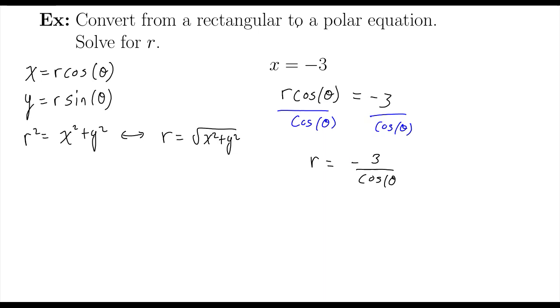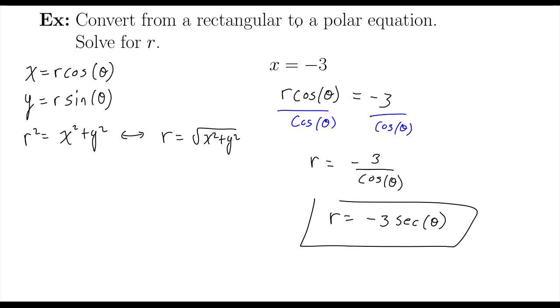But that's not how I'm going to write that. Remember, 1 over cosine theta is secant theta. So let's clean this up a little bit. r is -3 secant theta. Okay, so that's my equation.